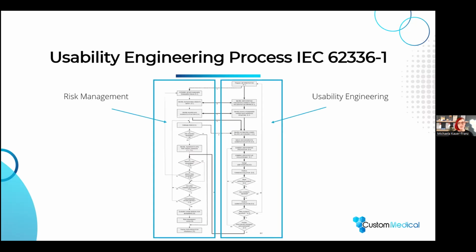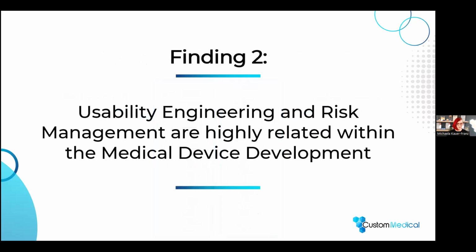And as you can see, there are a lot of connections between both sides, which leads me to finding 2, that the usability engineering and risk management are highly related within the medical device development. So basically, for usability engineering of medical devices, it's all about risks. You're doing usability engineering to ensure that you are able to show that the use of your medical device does not lead to any unacceptable risk. And to ensure that, you have about 10 steps to make sure that this is the case. So let me walk you step by step through the process.